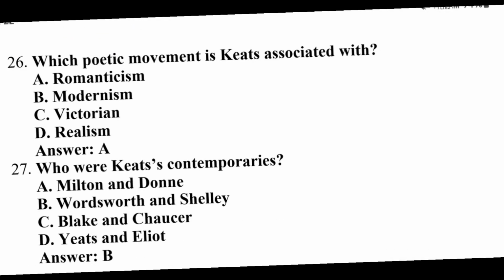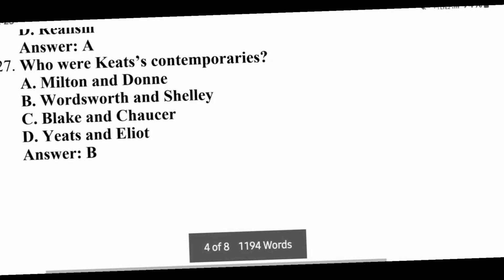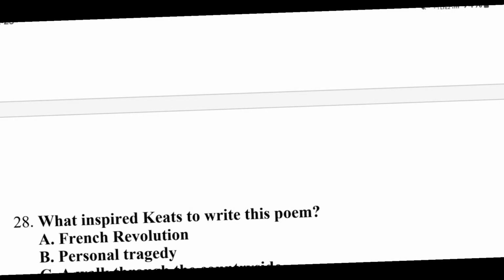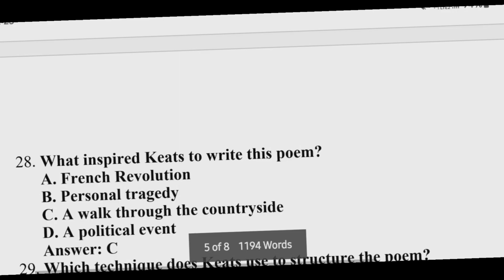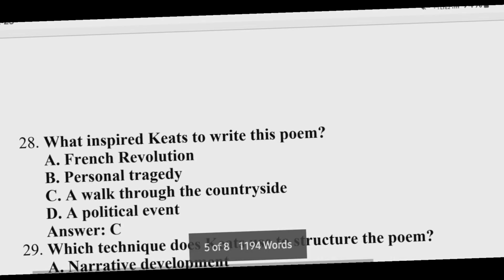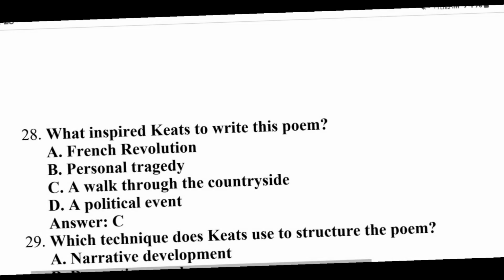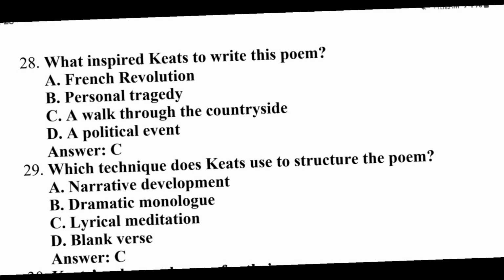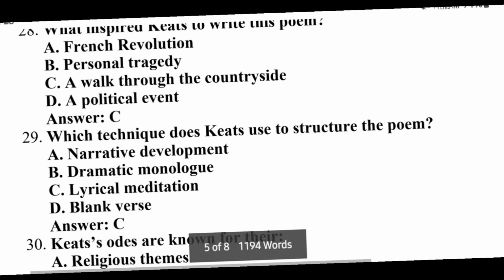Contemporaries means the poets who came around the same time as Keats. It means Wordsworth and Shelley. Now, what inspired Keats to write this poem? He was having a walk through the countryside, so he was inspired to write this poem. Which technique does Keats use to structure this poem? It's lyrical meditation.